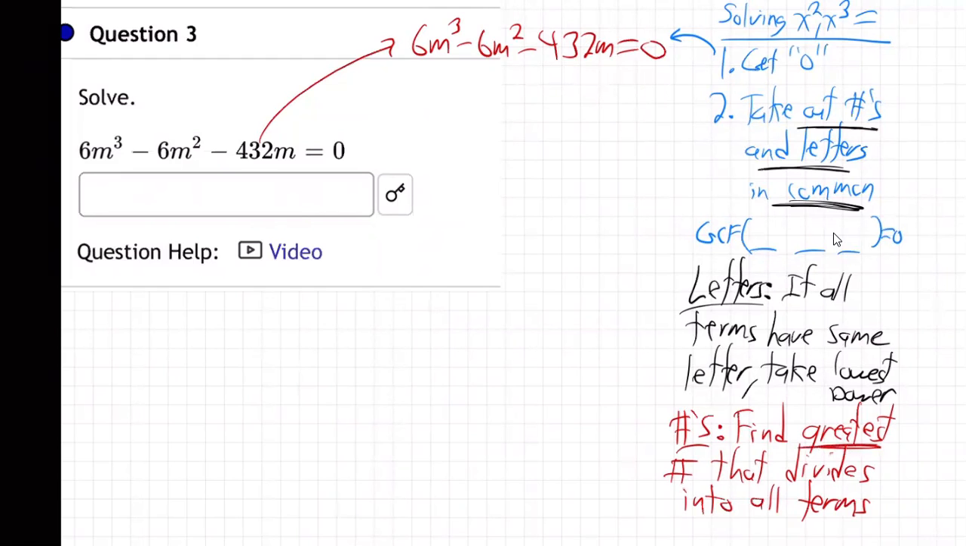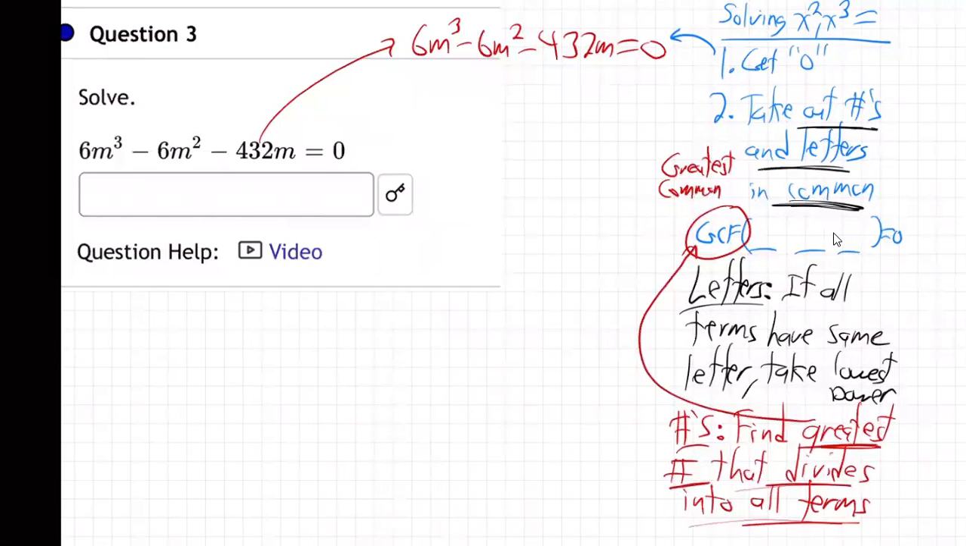So I find the greatest number that divides into all of them, that's why it's called the GCF. It stands for greatest common factor. So I'm finding the greatest number that divides into all three of those. Greatest common factor, the biggest number, right? And why do I say biggest? Well, because they're all divisible by 2, right? 2 goes into all of them. 3 goes into all of them. But the greatest number that goes into all of them is 6. 6 goes into all of them.